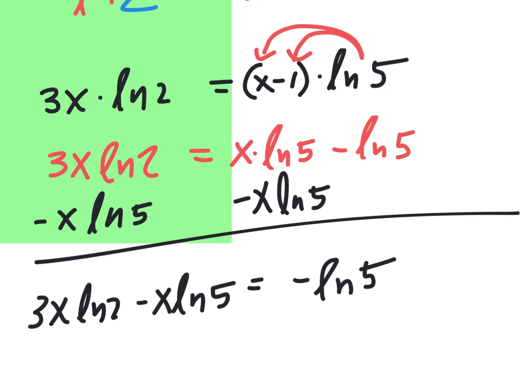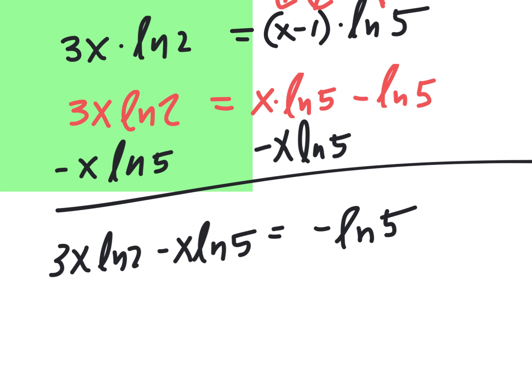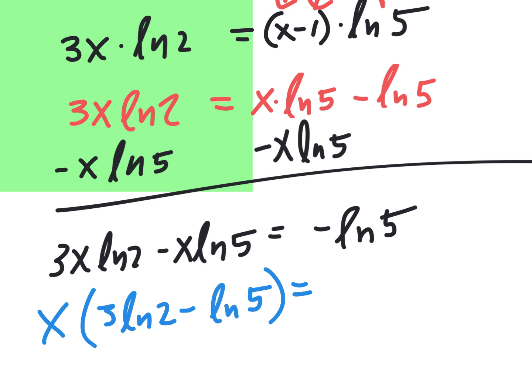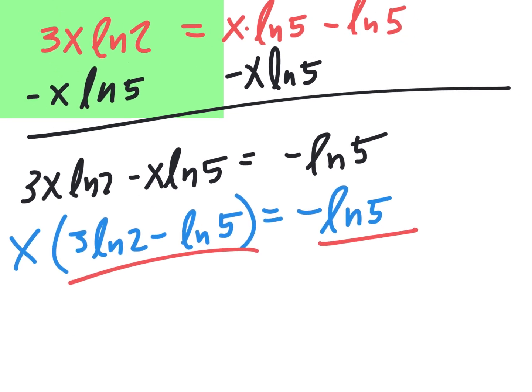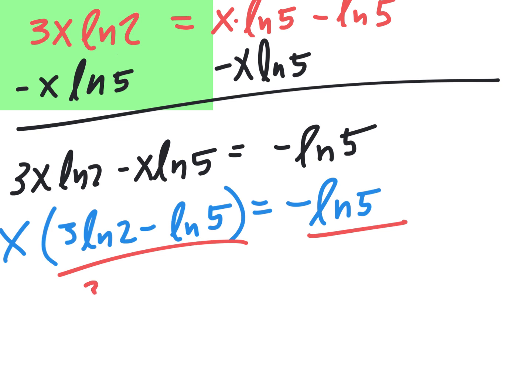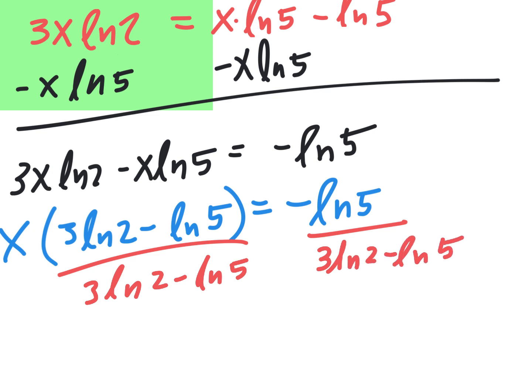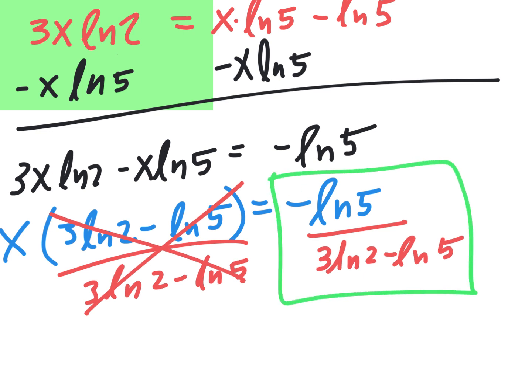All right, Mr. Pats, please do the honors. You get to factor it. You got this. x times (3 ln 2 minus ln 5). Yup. And then you just go ahead and finish it off. Divide by what? Divide by 3 ln 2 minus ln 5. Cancels. There's your answer. How many of you feel like you could do that if they threw that at you on the test? All right, cool. You learned something really difficult then.